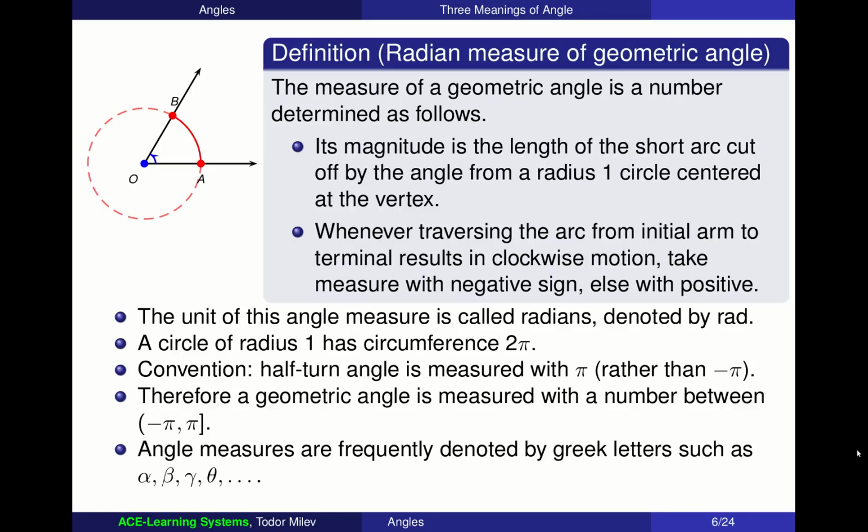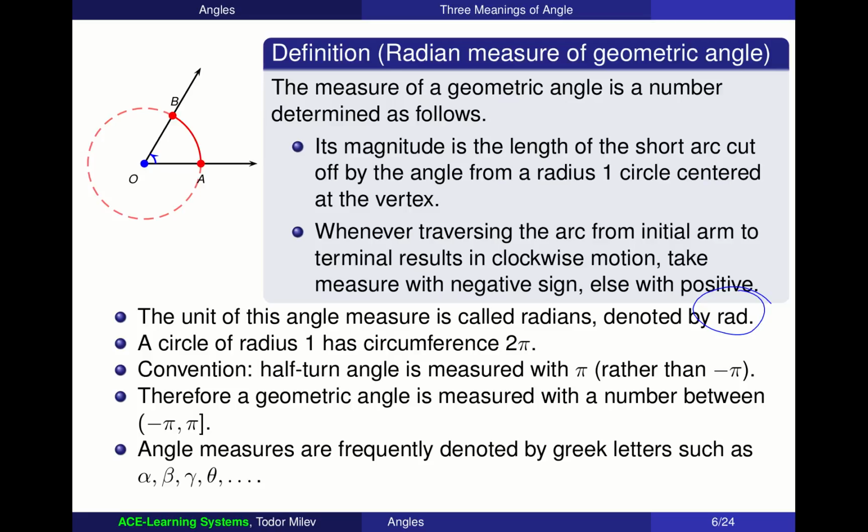Now, one more important detail. You are going to hear that angles do not have units. Many people are going to tell you that angles do not have units. That is correct for when by angle we mean angle of rotation, the third meaning of the word angle. That statement makes perfect sense.